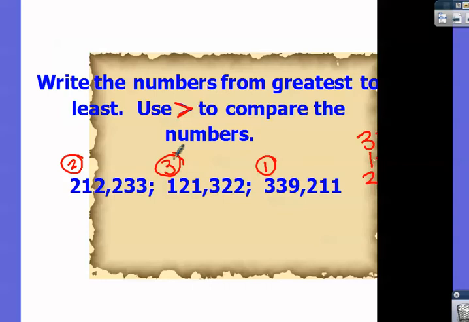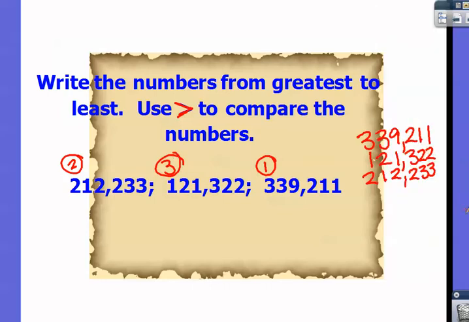Now, what we don't want to see once we hit 4th, 5th, 6th grade is we do not want to just see this and you say, okay, well, that's the biggest, that's the second. We want to see you using this greater than sign. So since we're going from greatest to least, we're going to say, well, 339,211 is greater than, what's the next biggest number? So 339,211 is greater than 212,233. And that number is greater than the last number, or the smallest number, which is 121,322.